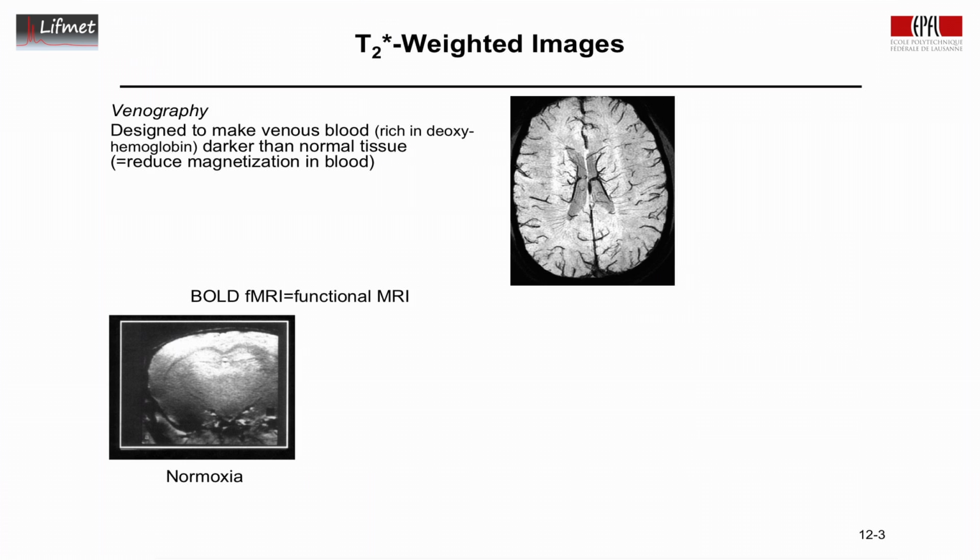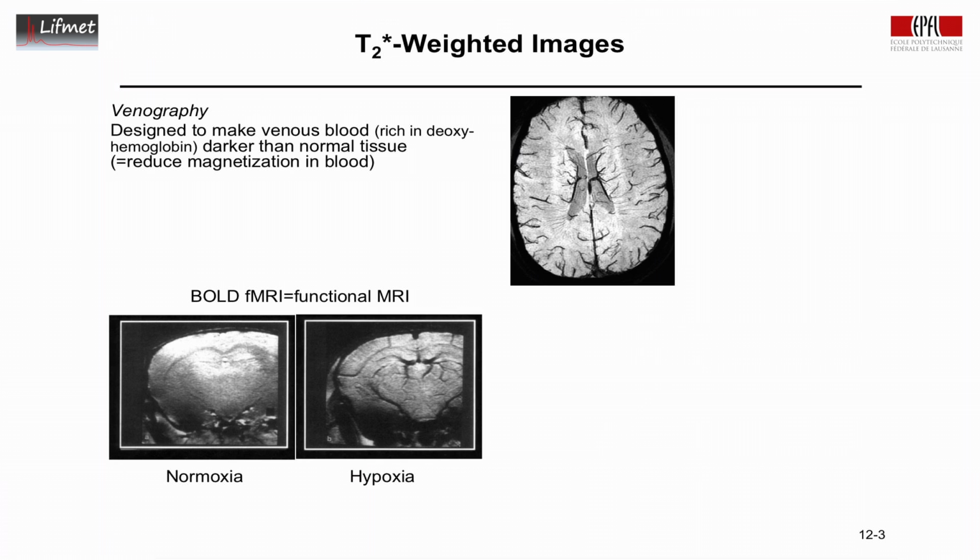So this is a rat brain under normal conditions. This is what such a T2 star weighted image looks like. And on one day he noticed that in one of the animals, which was having trouble breathing, he obtained an image that looked like this. The venous structures appeared dark, and in general the sensitivity of the signal had decreased.